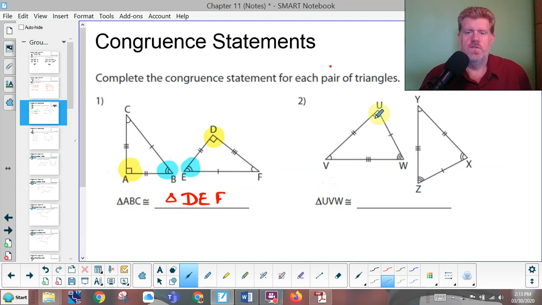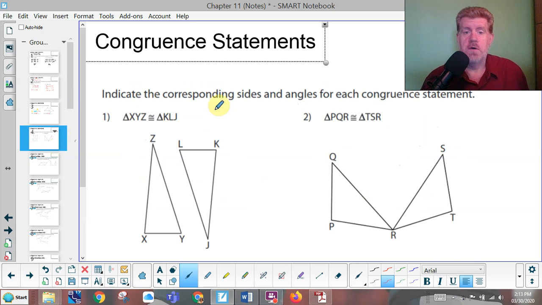Over here, U had the two little arcs, so it goes with X. And it's kind of important to write triangle XYZ. V is the second letter. V has the one arc, so it matches up with Y. And how nice, they put it in alphabetical order, X, Y, Z. That's a congruence statement, and that's important to know because we're going to be talking about congruences for a while. Not forever, but for a while.